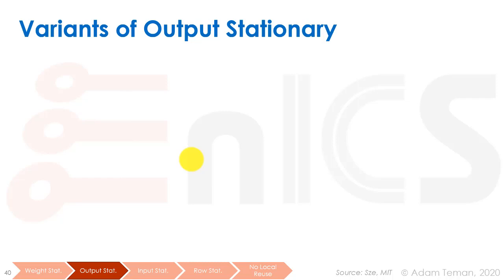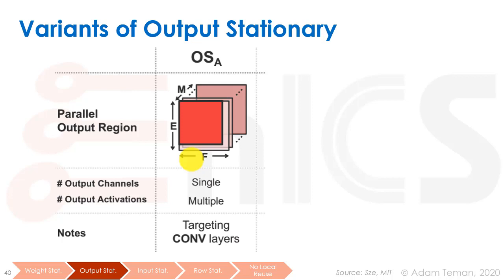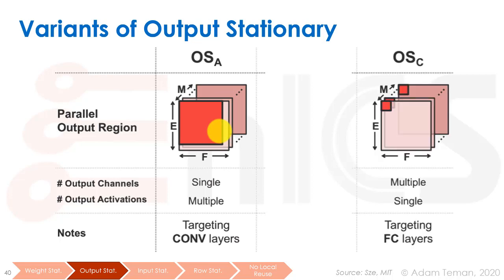Just before we start with output stationary, there are actually 3 variants of output stationary. What we call output stationary A is going to try and keep all of what we're doing in a single output channel at one time, and that's good for convolutional layers. We're going to try to store as many of these partial sums that are in one output channel as possible before going to the next output channel. The opposite side of that is what we call output stationary C. That's going to try and have all the output channels in the partial sum registers at once, and then change them later on, and that's targeting fully connected layers.